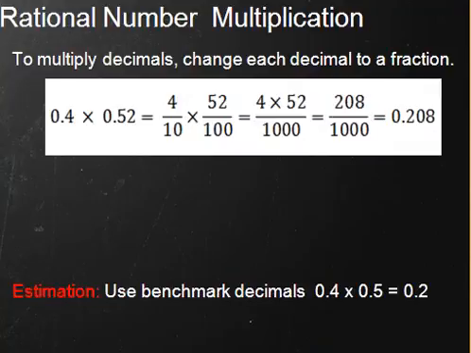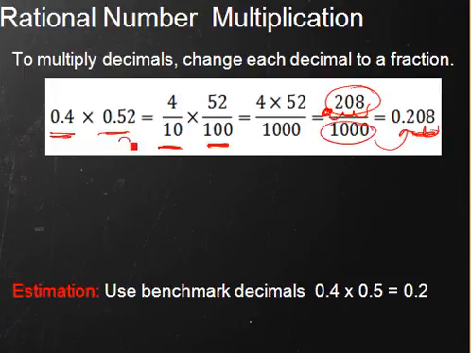To multiply decimals, we can change them into their fraction form. We have 4/10 and 52 hundredths. In order to multiply these, we would multiply the numerators, 4 times 52, which is 208, and 10 times 100, which is 1,000. Notice that when we want to convert this back into decimal form, dividing by 1,000 moves that decimal place 3 places to the left, which is the same as summing the number of decimal places in each one of our factors.